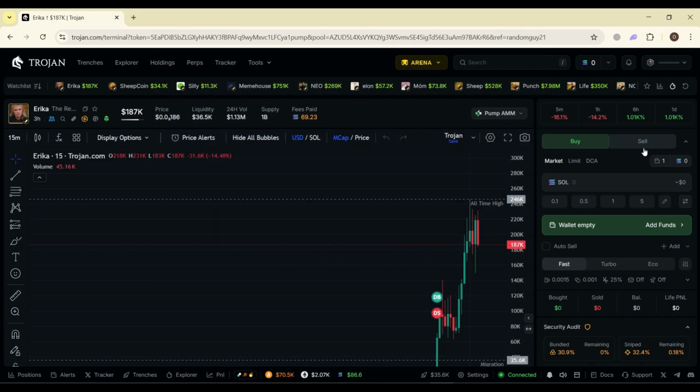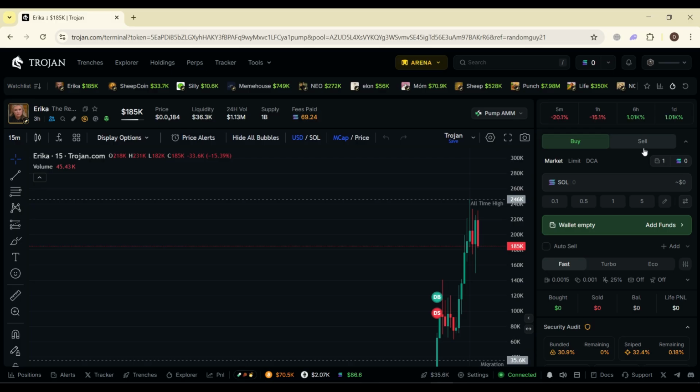So what is MEV? MEV stands for maximal extractable value. In simple terms, it refers to situations where some automated systems try to place transactions around yours to profit from price movement. Okay, so this can sometimes cause traders to get worse prices.